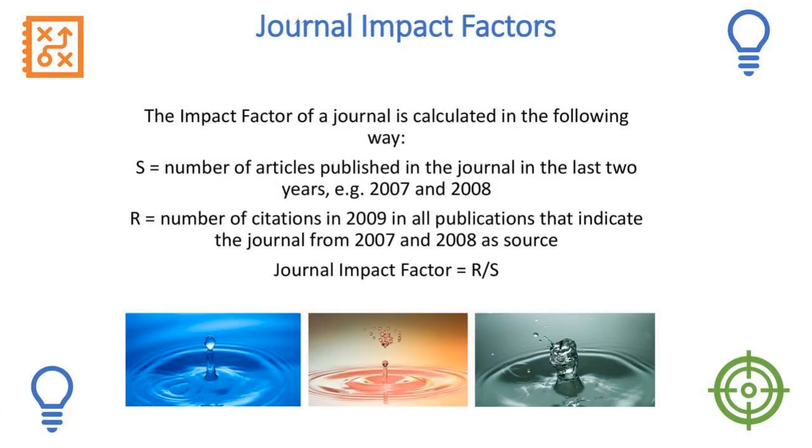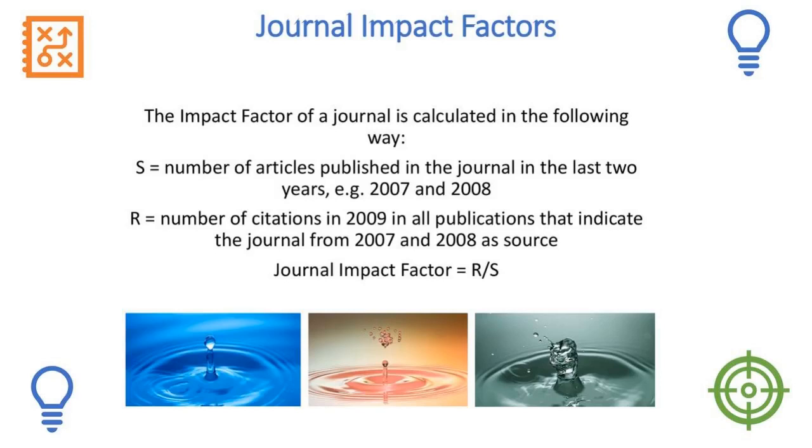How are impact factors calculated, I hear you ask? Well, this is done based on databases like Scopus, like Web of Science, by looking at the number of articles published in a particular journal in the last 2 years, let's say 2007 and 2008, and then looking at the number of citations from the next year in all publications that indicate the journal from 2007 and 2008 as the source. So your journal impact factor is the number of citations in 2009, let's say, divided by the number of articles published in that journal in the last 2 years. So in this example, 2007 and 2008.